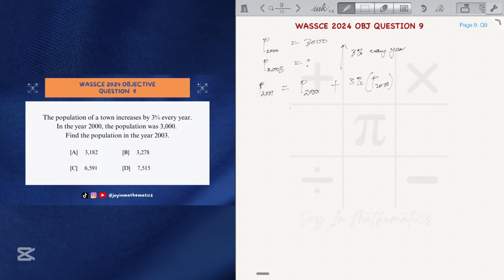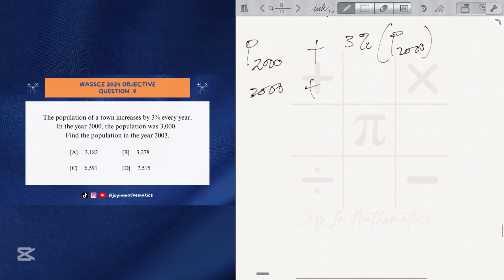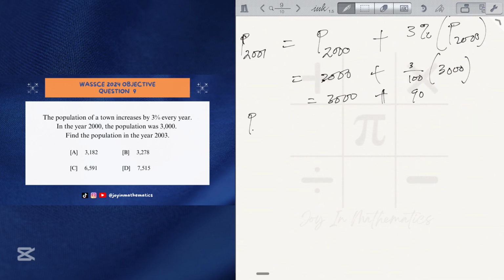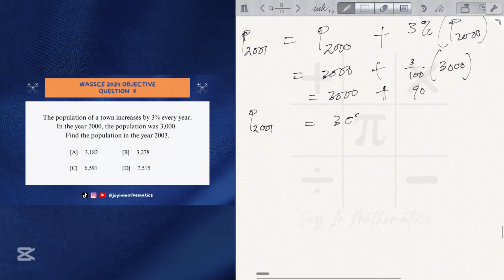Okay, so with this, we can say that the population of the year 2001 is equal to 3000 plus a 3% increase, that's 3 over 100 of 3000. So with this, we can use our calculator and we'll have 3000 plus 90. And we have the population of 2001 to be equal to 3090.